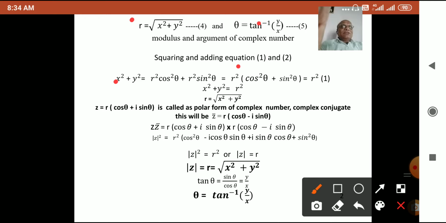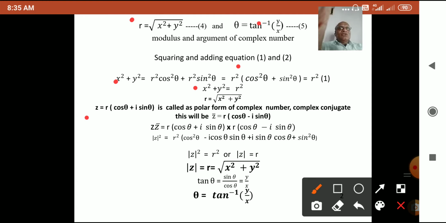cos²θ + sin²θ = 1, this is one of the identities. So we get x² + y² = r². So r = √(x² + y²). Now also we have a complex number, that is equation number 3, z = r(cos θ + i sin θ). This is the polar form of a complex number.